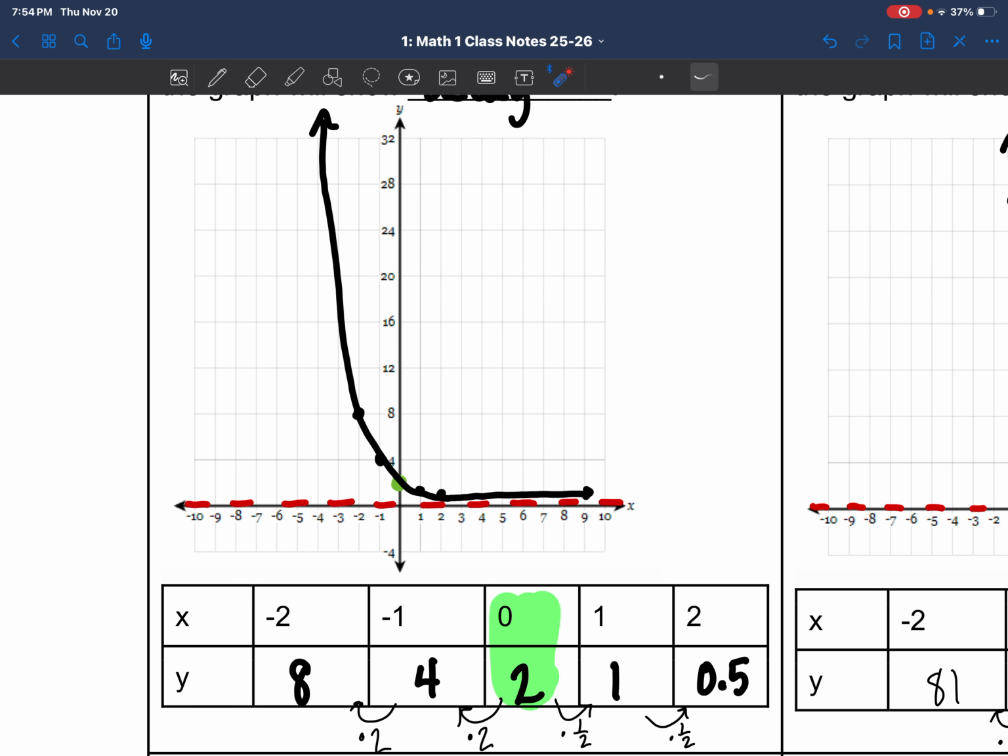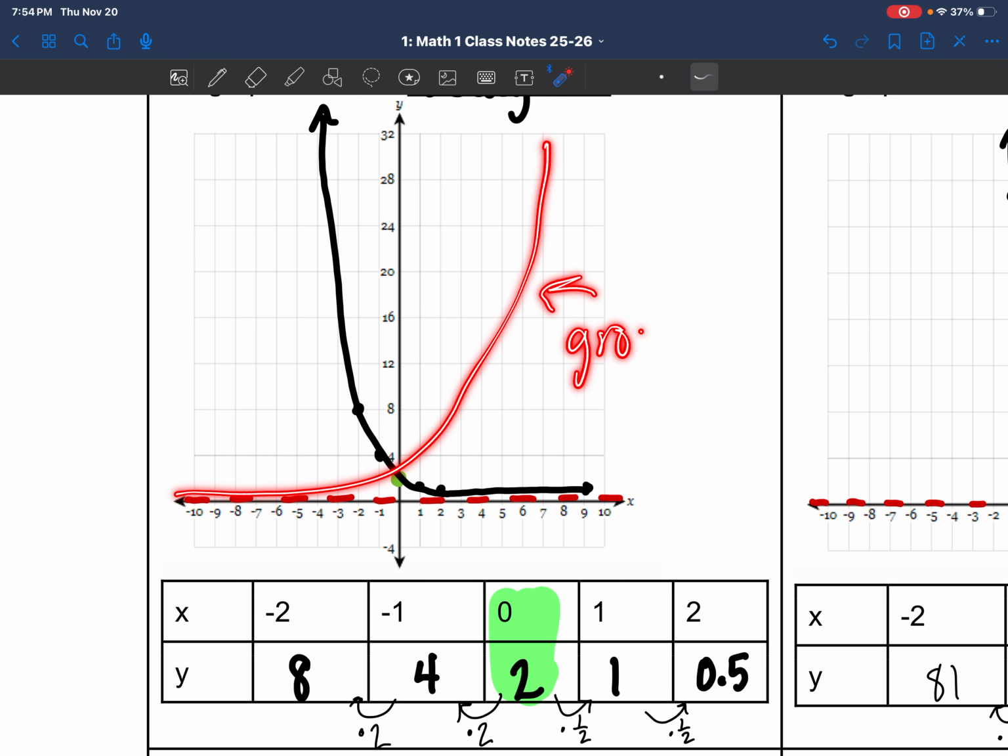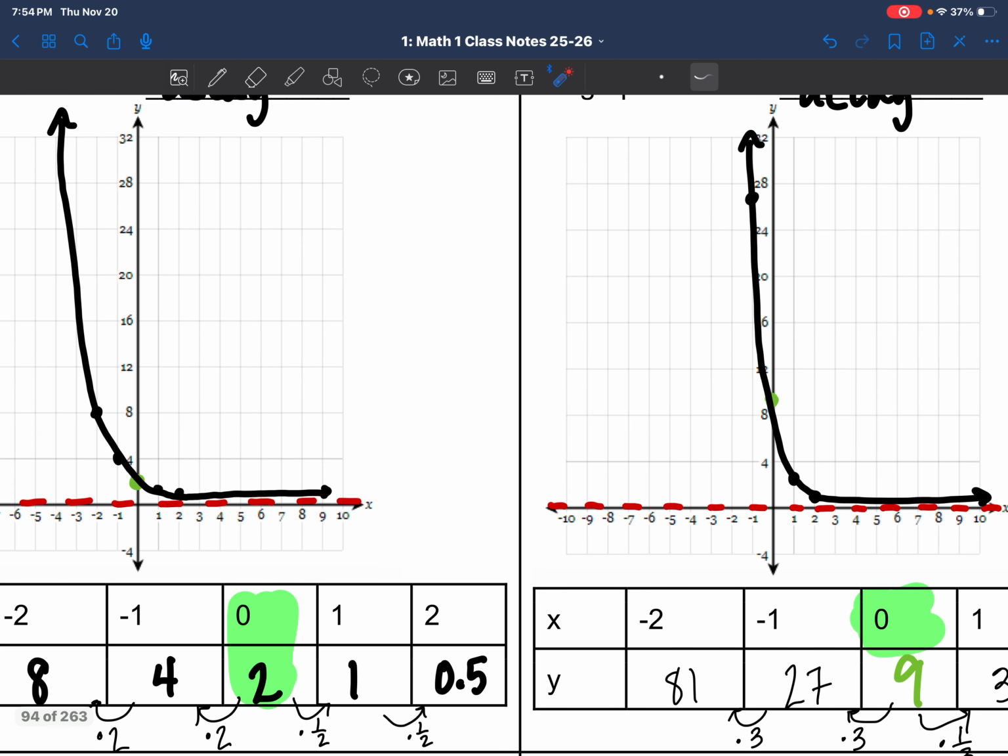Now, if you notice, the curve is going to go down and around. Now, that's not like the straightest line, but you can see where it's curving down as opposed to the other way that went up. So this is decay. And then when we went this way, this is growth. So you can tell what direction or what's happening based on the graph. All right, so now let's go ahead and let's check this one.